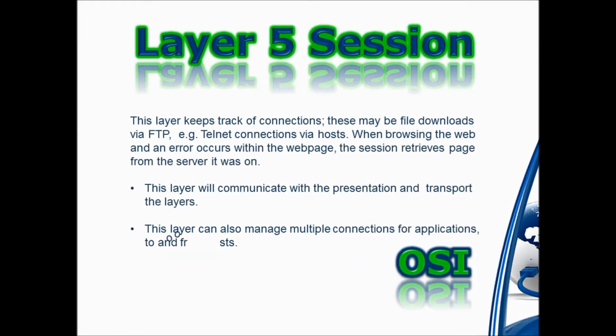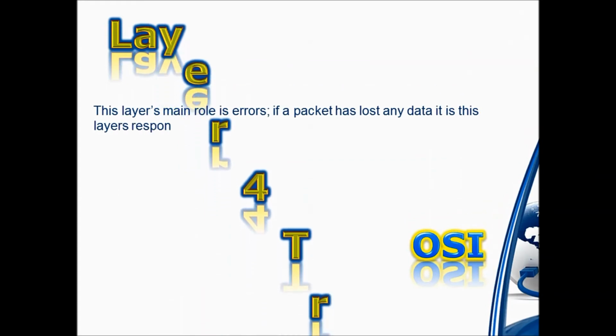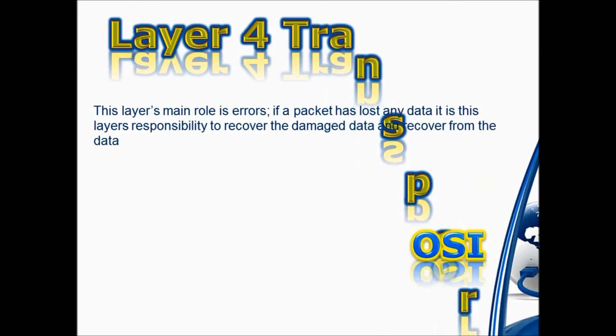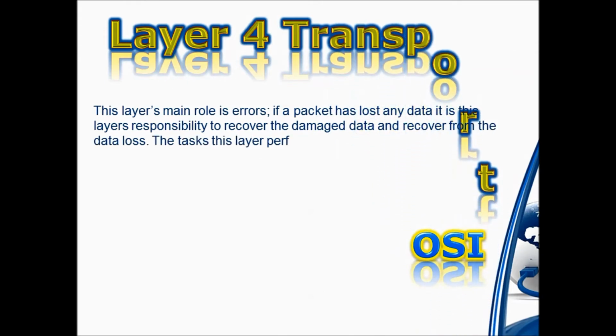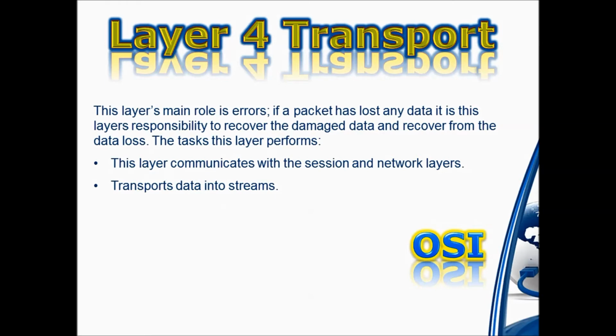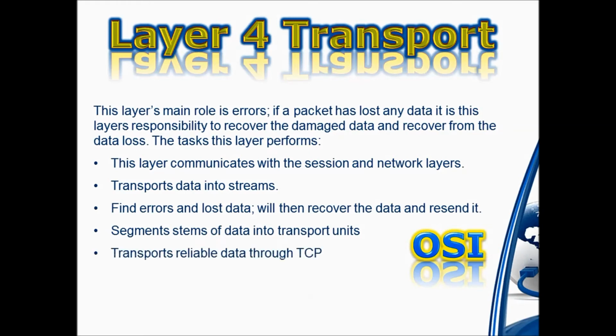Layer 4, the transport layer. This layer communicates with the session and network layers, transports data into streams, finds errors of lost data and then recovers the data and resends it, segments data into transport units, transports reliable data through TCP, and data sent through UDP is unreliable. This layer's main role is errors. If a packet is lost, this layer is responsible to recover the damaged data from the data loss.